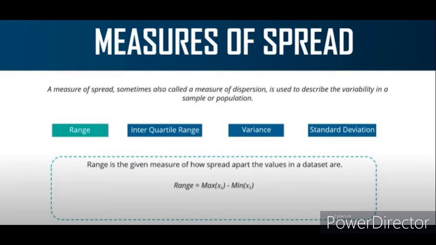The range can be calculated as shown in this formula. You're basically going to subtract the minimum value in your data set from the maximum value in your data set. That's how you calculate the range. Alright, next we have interquartile range.